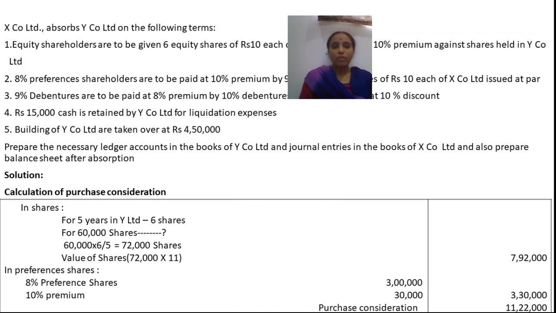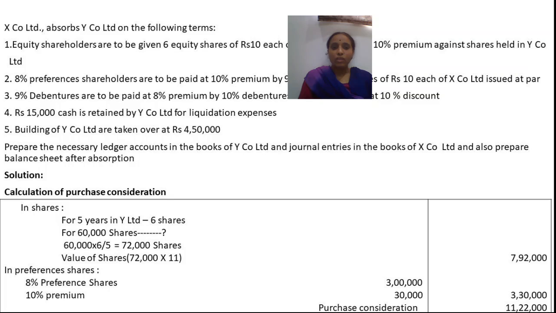With the help of this information, firstly we calculate the purchase consideration. In shares, for every 5 shares held in Y Limited, 6 shares are allotted. How many shares are there? It is 6 lakh divided by 10, which is 60,000 shares. So 60,000 into 6 by 5 is 72,000 shares issued. The face value is 10 rupees, but at a premium of 10%, that is 1 rupee. So 10 plus 1 is 11 rupees, at which we are issuing.